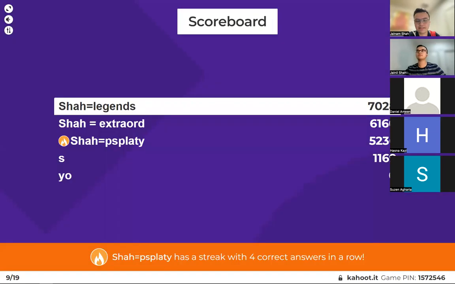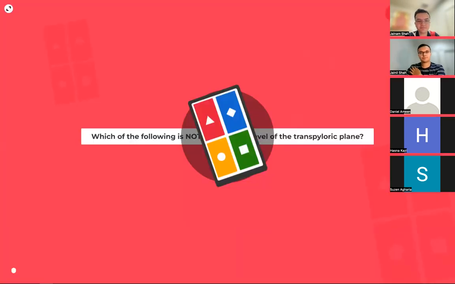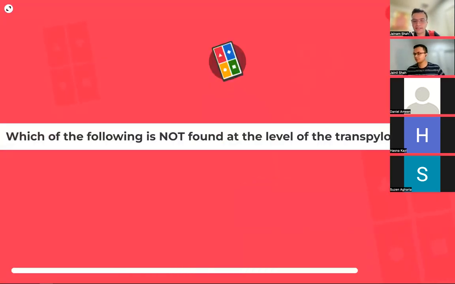All right. One more anatomy question, I think. Which of the following is not found at the level of the transpyloric plane?